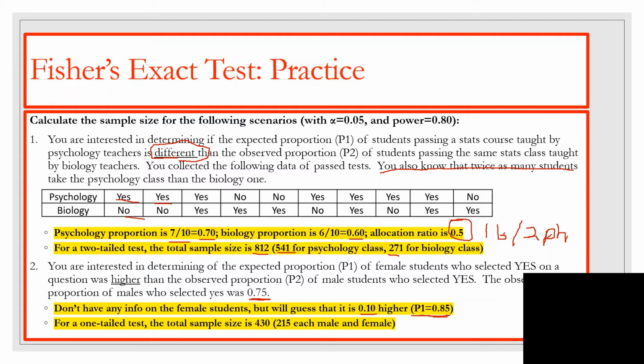We're going to select yes on a question. We'll use a one-tailed test because we think we're interested in higher to get a total sample size of 430, since we just didn't have different group sizes. It's going to be 215 each for males and for females.